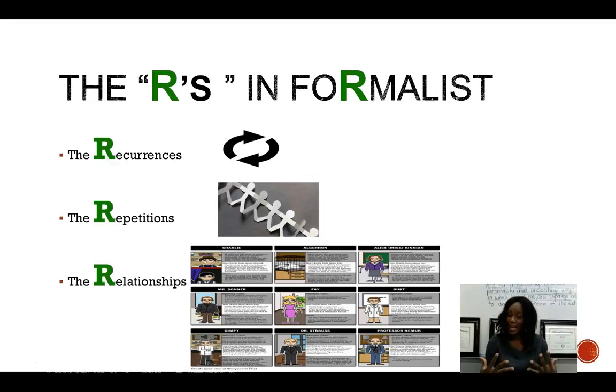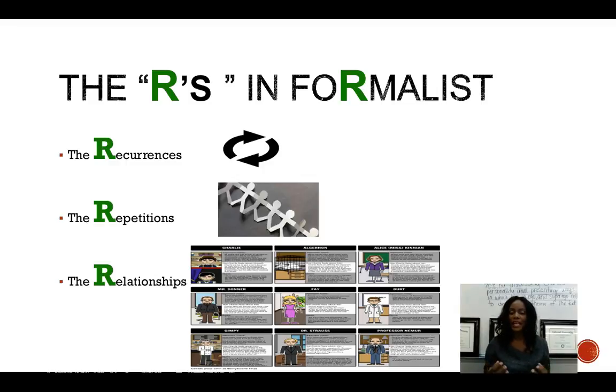And so it's exact. And so as a formalist, if we're looking at it from a formalist perspective, we're going to be looking for the reoccurrences. We're going to be looking for the repetition. And the third R would be relationships. What are the relationships between the characters?